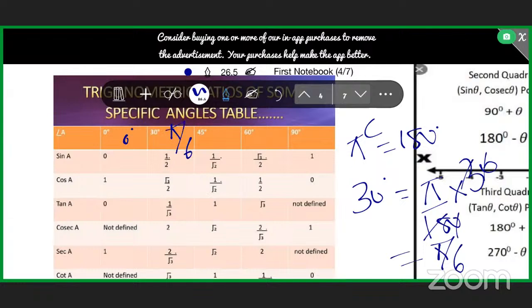45 degree, if you do the same process, you'll get pi by 4 radians. 60 degree will be pi by 3 radians. And for 90 degree, it will be pi by 2 radians.